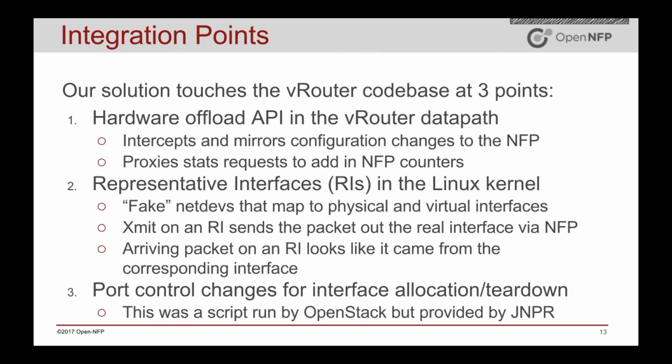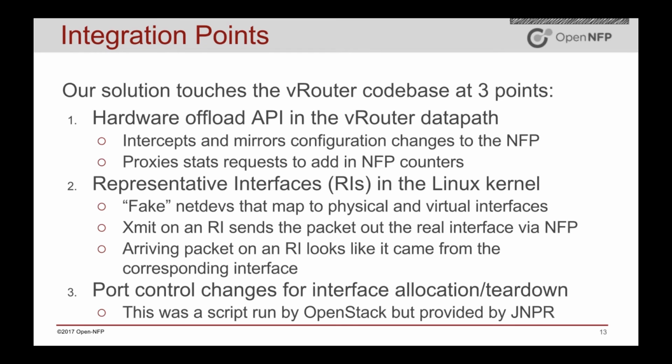And the reverse is also true. When packets come in on these representative interfaces, it appears to the vRouter kernel module like they came fresh from the wire or fresh from a VM without any modification or alteration. Okay. So that's our second integration point.